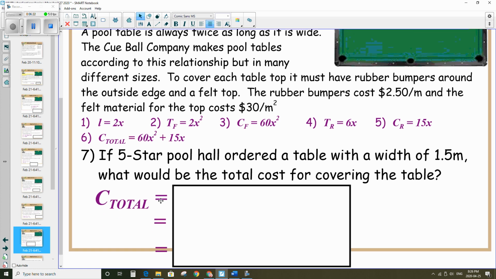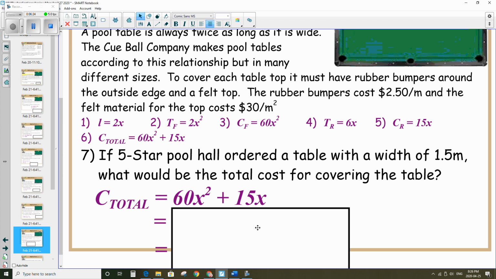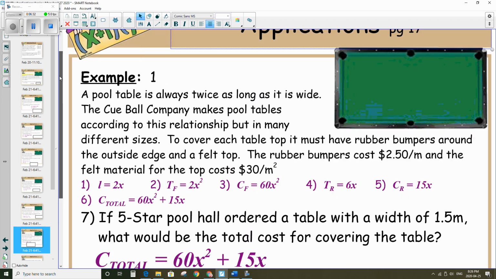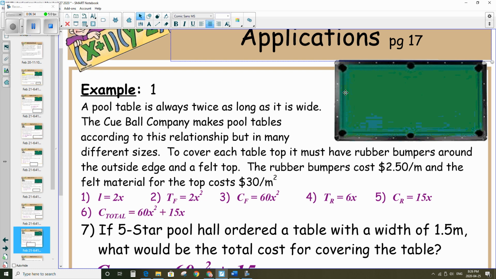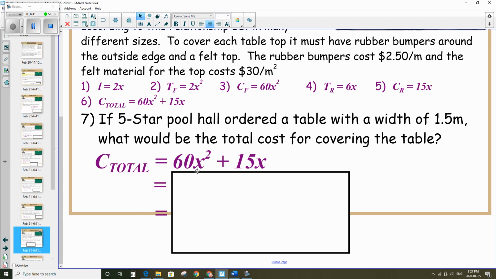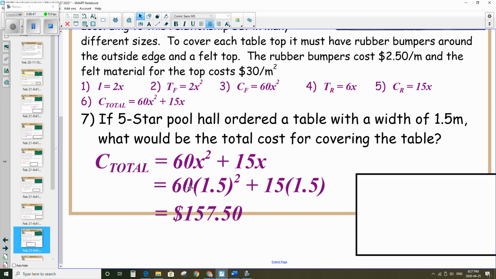Okay, so the width is 1.5. So now we can take our equation from question 6, and the width is x, right? We said this was going to be represented by x, and now we're being told that x is 1.5. Okay, so in your equation, take the x out and replace it with 1.5. Okay, so 60 times 1.5 squared plus 15 times 1.5.